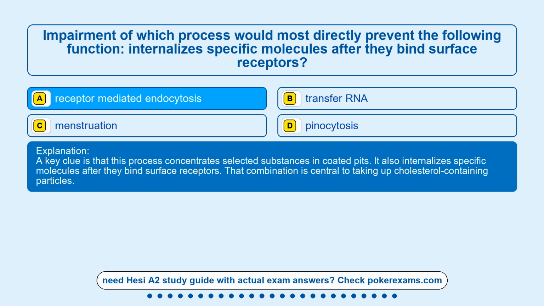A key clue is that this process concentrates selected substances in coated pits. It also internalizes specific molecules after they bind surface receptors. That combination is central to taking up cholesterol-containing particles.